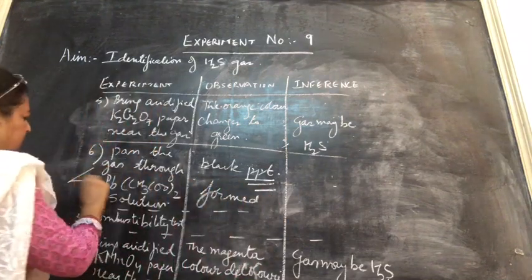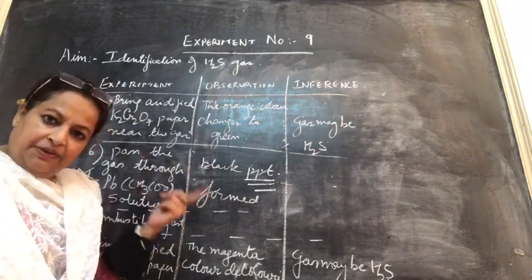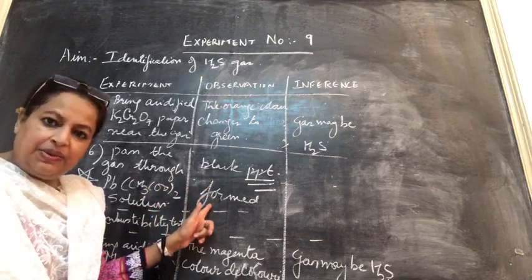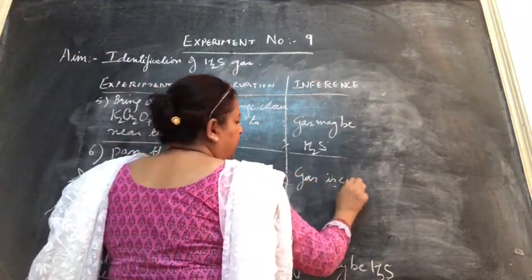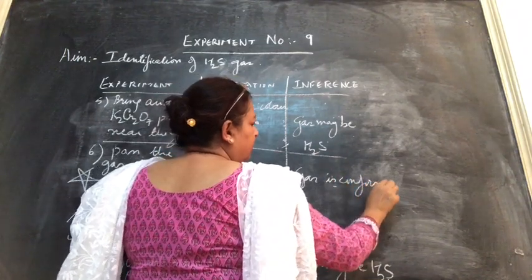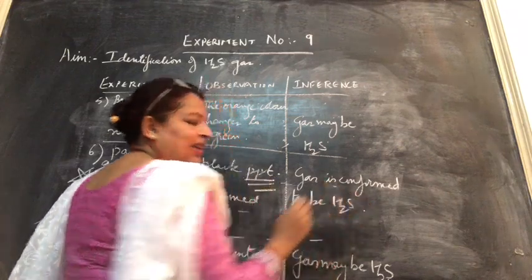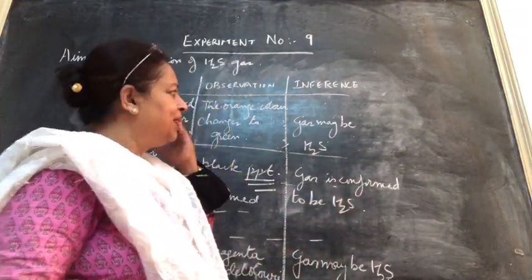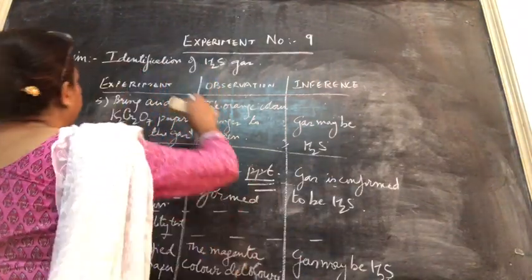Now children, this is the confirmatory test. If any gas turns lead acetate paper silvery black, or on passing the gas through lead acetate solution, black precipitate is formed, the gas is confirmed to be H2S. The gas is confirmed to be H2S. Now for the reactions.